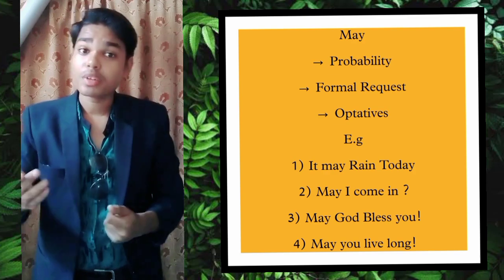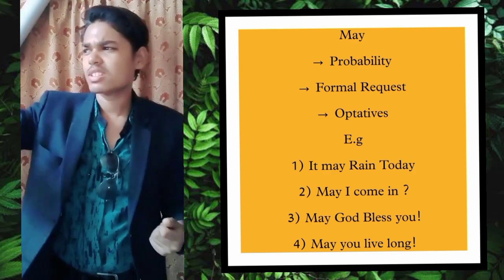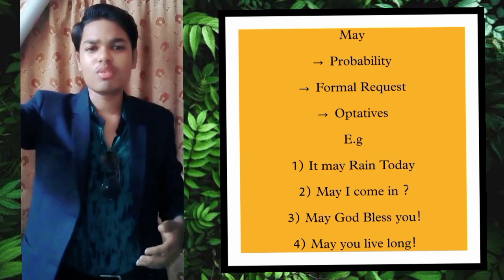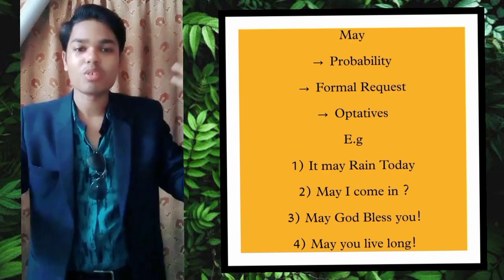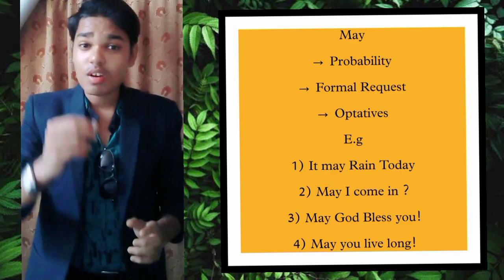Now the third one is the optative sentence. Optative sentence is when you are blessing somebody else: may God bless you, may you live long on his birthday, or our birthday, whatever. So this is all about may.